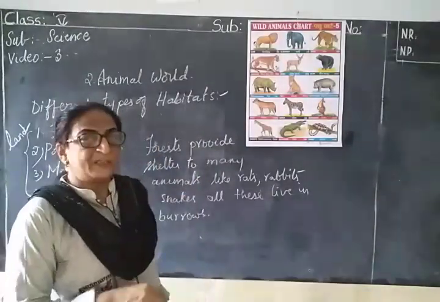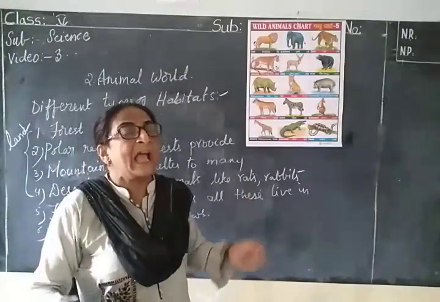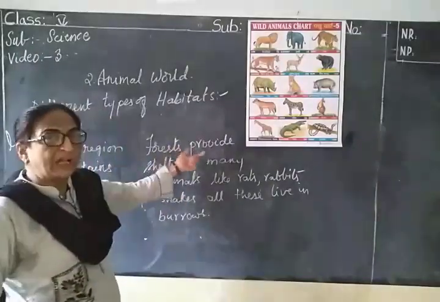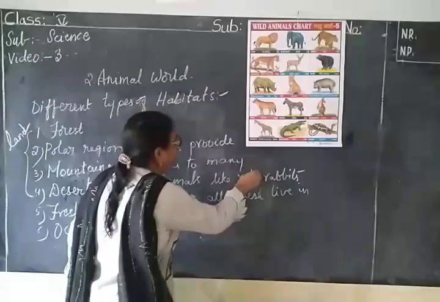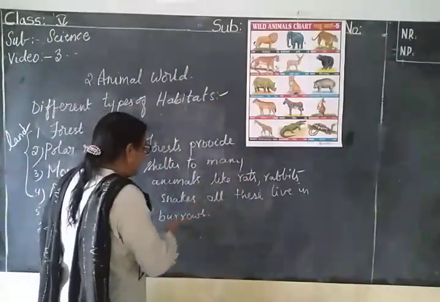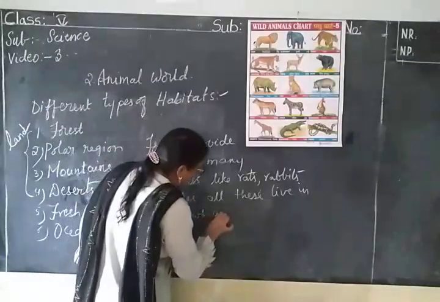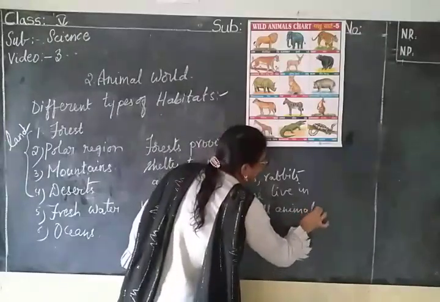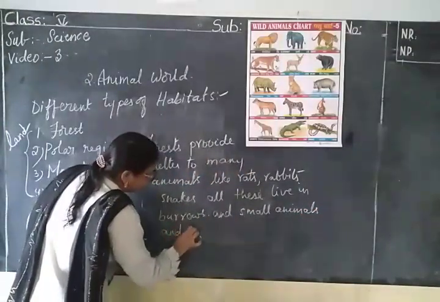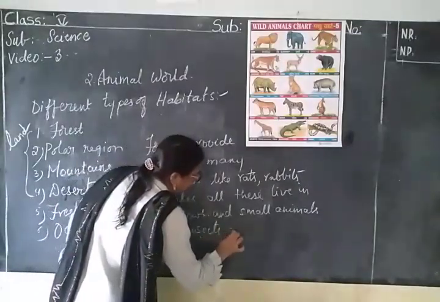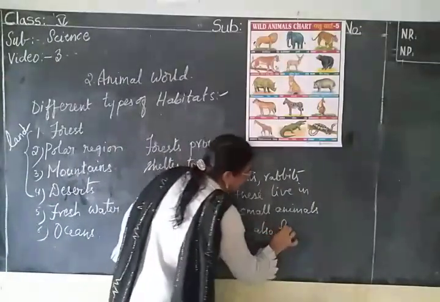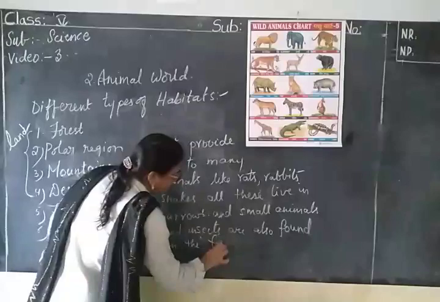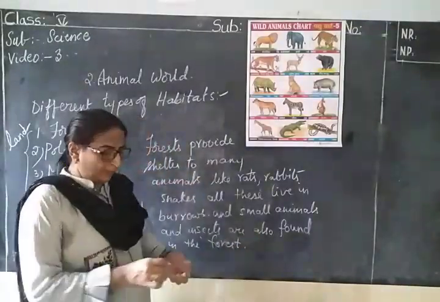So forest is providing shelter to many small animals, and many types of insects are also found in the forest. So forests provide shelter to many animals like rats, rabbits, snakes. All these live in the burrows, and many small animals and insects are also found in the forest. Isn't it? So you have learned about the forest here.